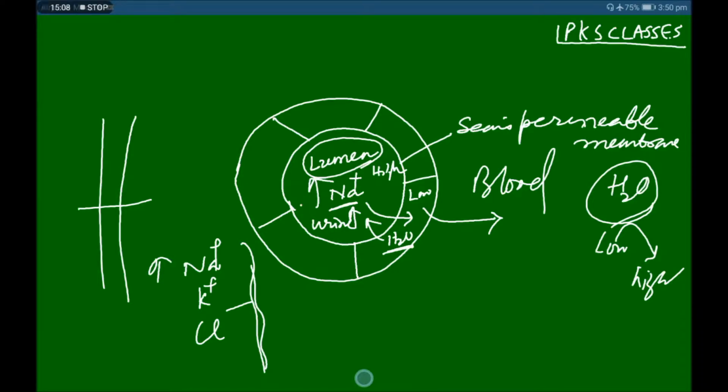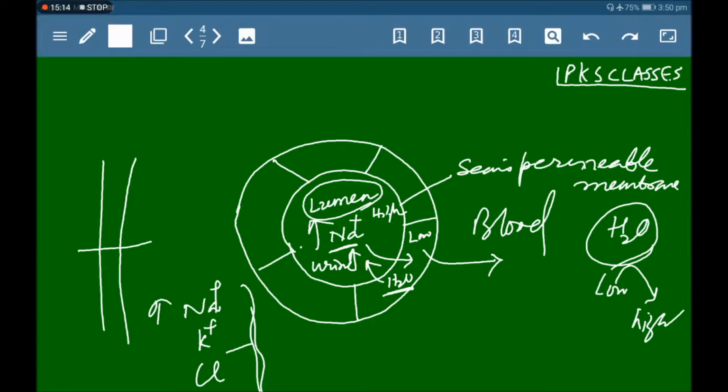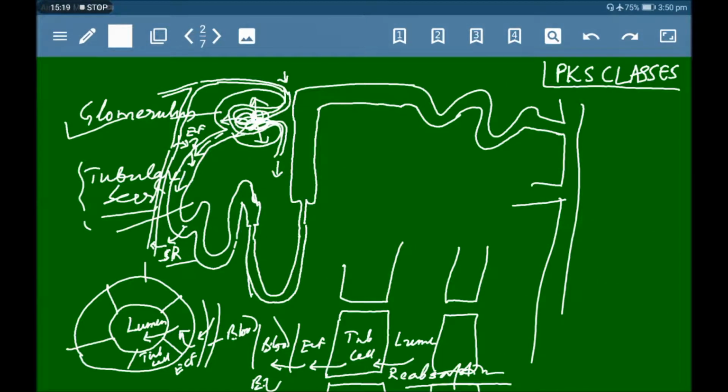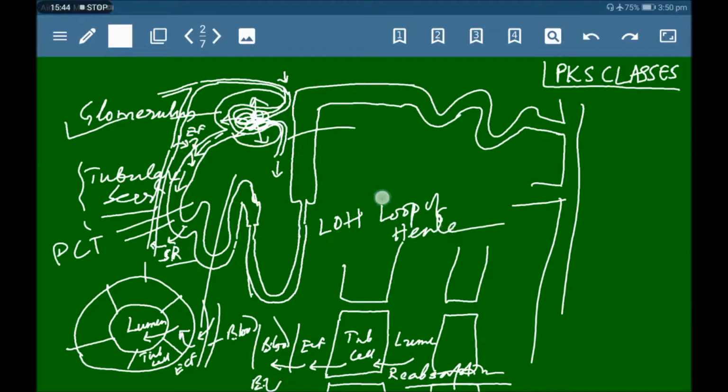Okay, so the different parts of the nephron. First, it is called the proximal tubule. The first part is your proximal tubule. If it is just bent, then it is called convoluted. So proximal convoluted tubule. Then we have the loop of Henle. Here we have the thick limb and thin limb.